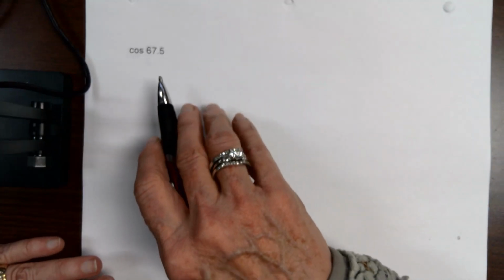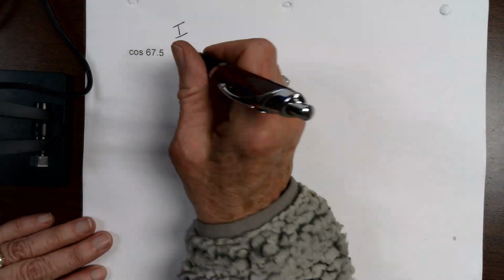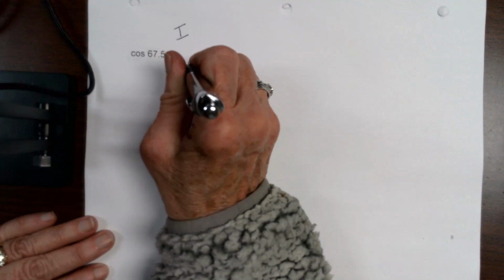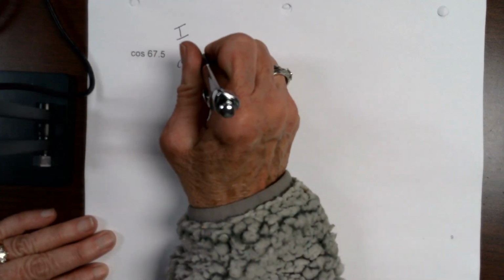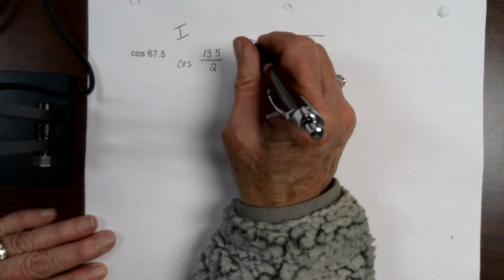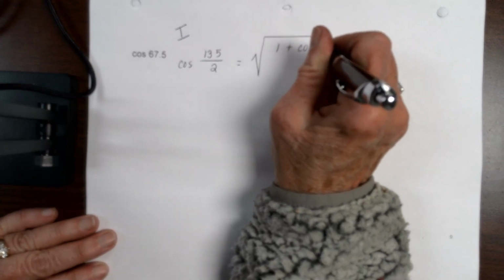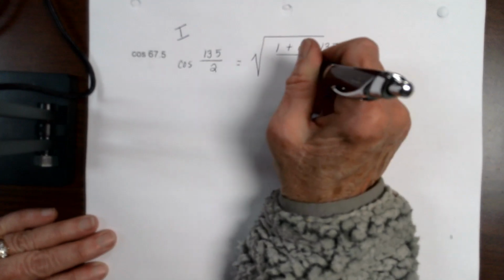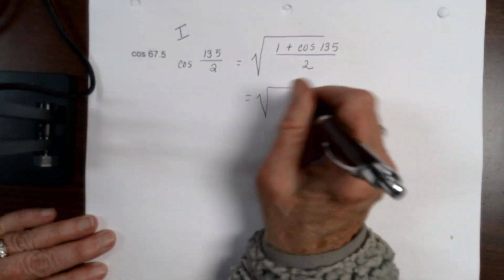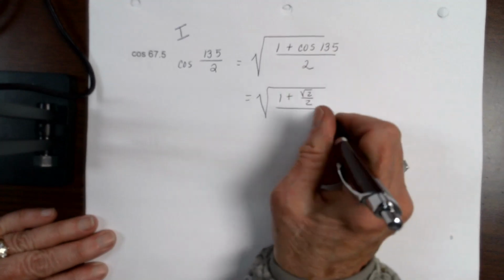This one is in degrees, so I don't have to change it, but I do know that the cosine of 67.5 is first quadrant, so I know this is going to be positive. I can write this as the cosine of 135 divided by 2. So that's equal to the square root, again positive because it's the first quadrant, of (1 plus the cosine of 135) divided by 2. So that's going to equal 1 plus negative square root of 2 over 2, because that's the cosine of 135 degrees.